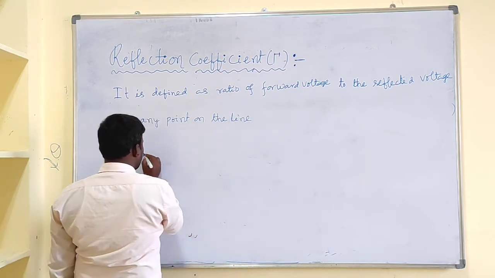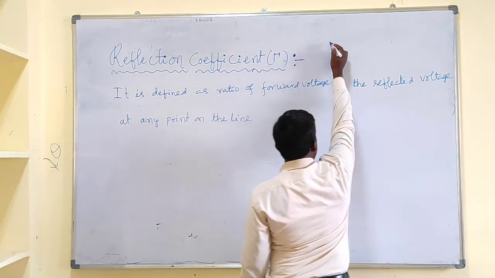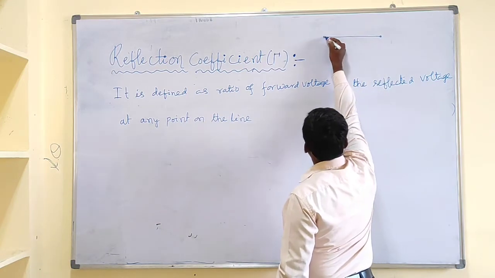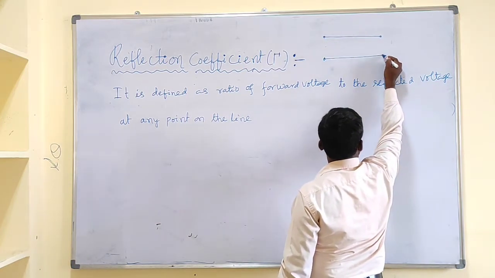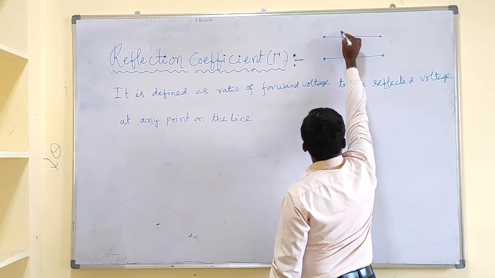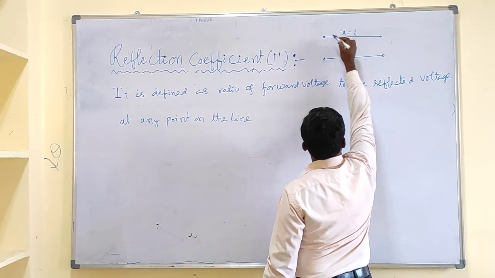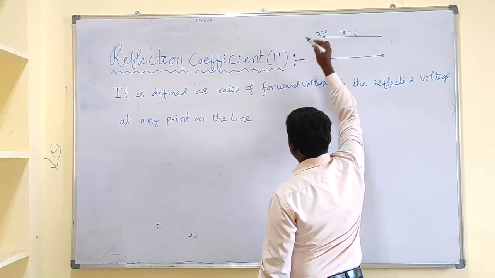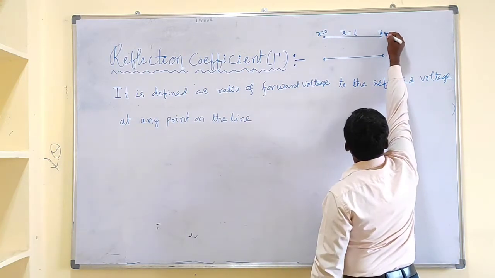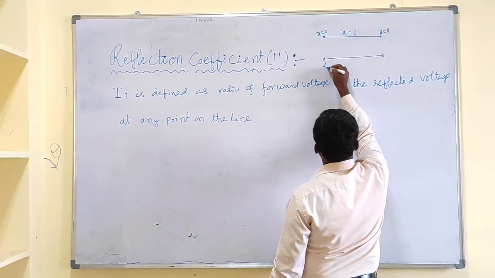Let us consider a transmission line of length L. Here x is a variable. At the source end or input end, x equals 0. At the load end, the x value is L. The total length of the line is L.